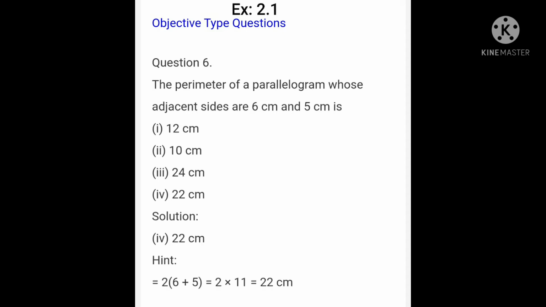Okay children, now we will see the 1 mark objective type questions in exercise 2.1. First question, the perimeter of a parallelogram whose adjacent sides are 6 cm and 5 cm is. You know well, perimeter means we have to add all the boundaries. Here we have 4 sides, so the sum of all the 4 sides. So 2 times 6 and 2 times 5, so 2 into (6 plus 5), that is 2 into 11, which is equal to 22. That is your answer.